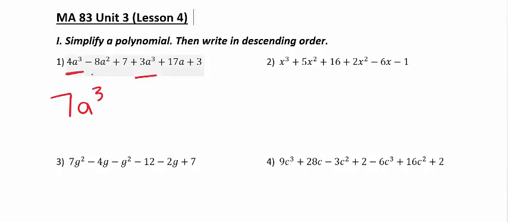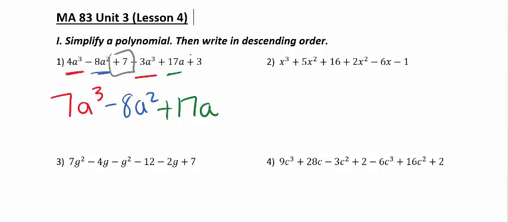Then we'll look at our a squares. We have a negative 8a squared. We don't have anyone to combine that with, so we can just bring that down. We can look at our a's. 17a doesn't have anyone to combine with, so we just bring him down. And then we can look at our constants. We can combine those. 7 plus 3, 10.